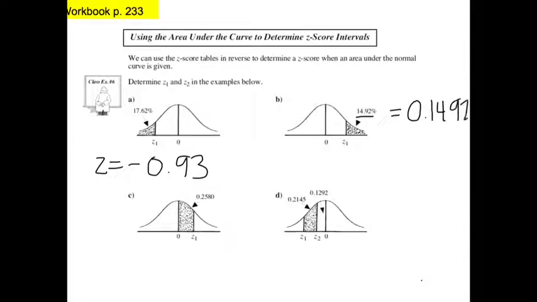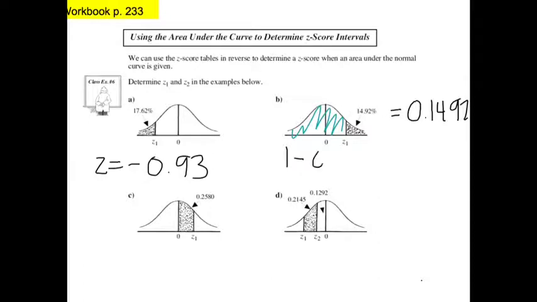0.1492. From there, you're going to have to convert it, because what we want is this part right here in order to get the proper z-score. If you don't do that, you're going to get the wrong z-score. To do that, remember that this whole thing equals 1. So all you're going to do is take 1 and subtract that area that we've been given.